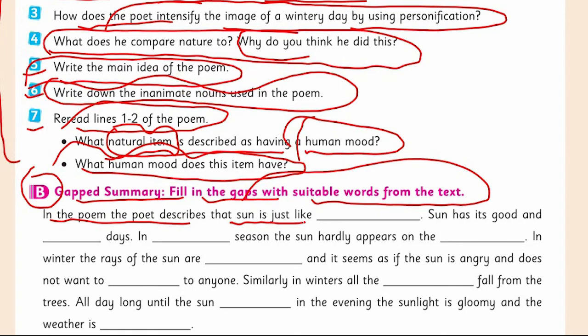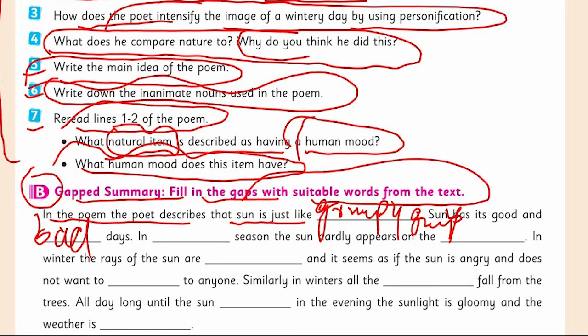Yes, in the very first 2 lines, you can find the word for it. Yes, a grumpy guy. Sun has its good and what? Good and what will be the antonym of good here? The opposite word. Good and yes, bad days. सूरज के कोई दिन अच्छे होते हैं और कुछ दिन क्या होते हैं? बुरे होते हैं.